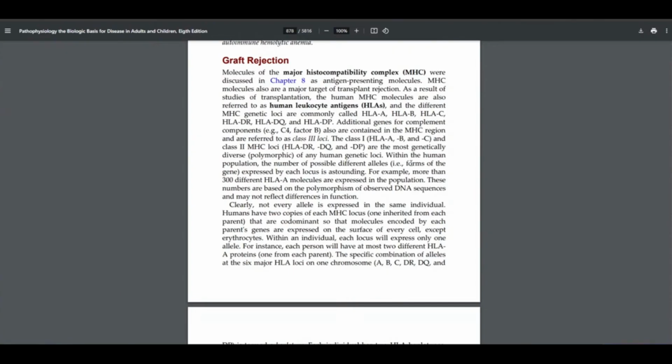Additionally, genes for complement components C4 and factor B also are contained in the major histocompatibility complex region and are referred to as class 3 loci. The class 1 human leukocyte antigens A, B, and C, and class 2 major histocompatibility complex loci, HLA-DR, DQ, and DP, are the most genetically diverse, polymorphic of any human genetic loci.